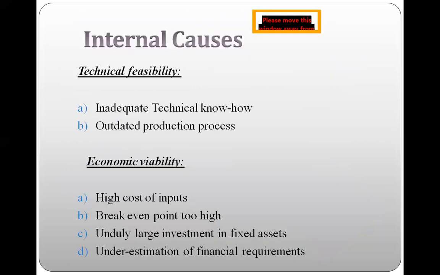Now the internal cause. So first internal cause is technical feasibility, inadequate technical knowledge. So a person is not technically sound. Outdated production process, so the latest automatic or latest technology of production is not being used. Next is the economic viability: high cost of input, break-even point too high, unduly large investment in the fixed assets, underestimation of the financial requirements. So these are the things which are happening in the economic viability.